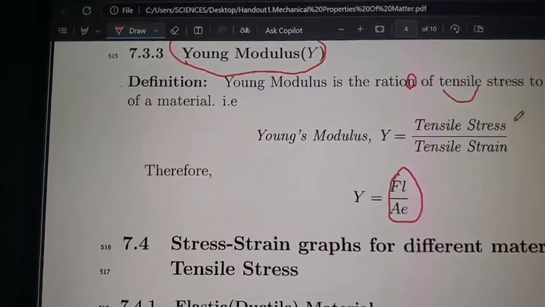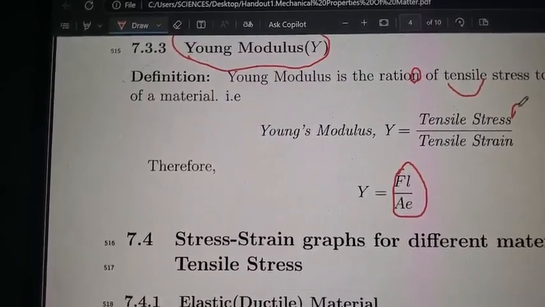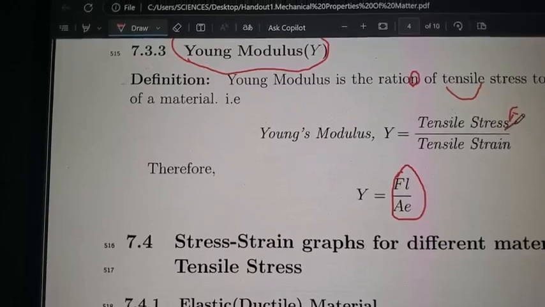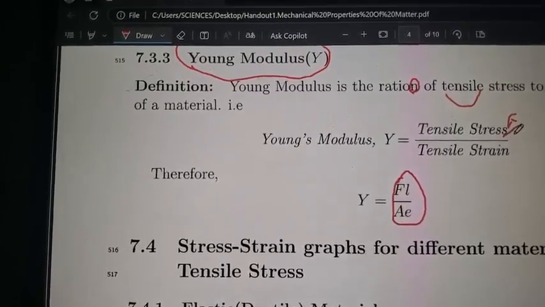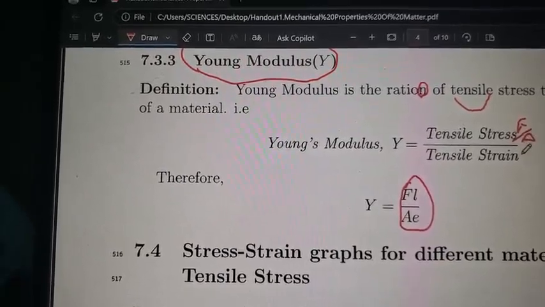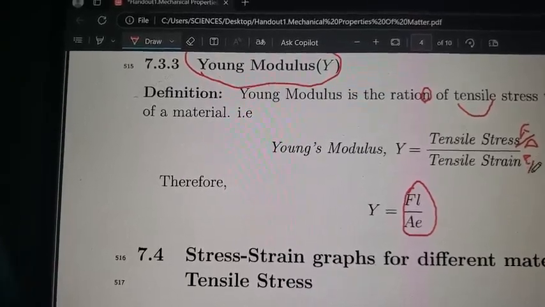Substitute it. Here you put force out of area. I'm using only one hand, that's why I can't do it quickly. One hand is recording this into a video. Then you put this extension out of original length.